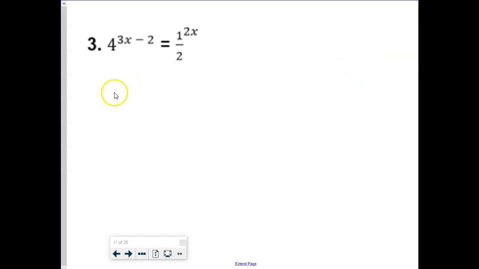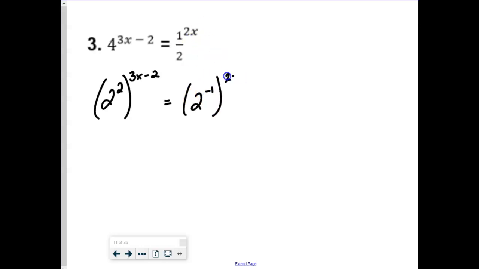So like instead of a 4, let's call this 4 a 2 squared. And it already had an existing exponent of 3x minus 2. And then instead of a 1/2, let's call that a 2 to the negative first. And that already had an existing exponent of 2x.